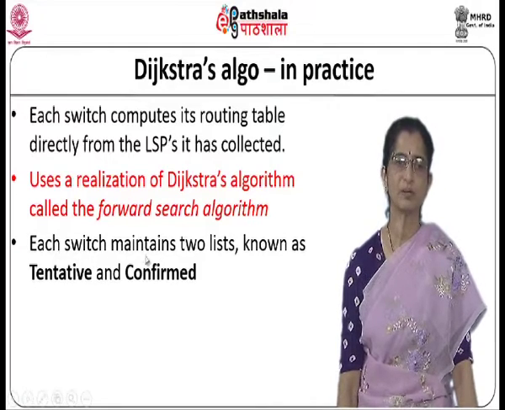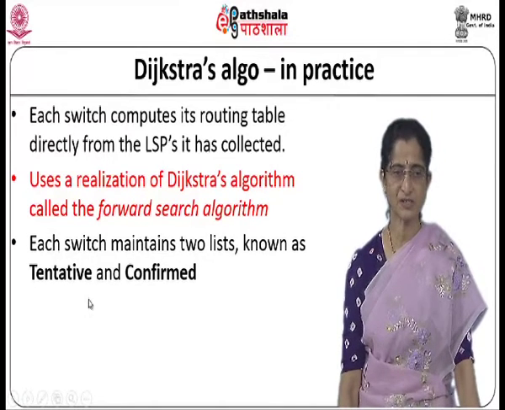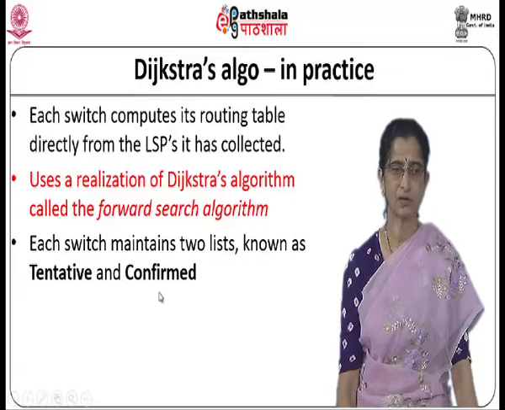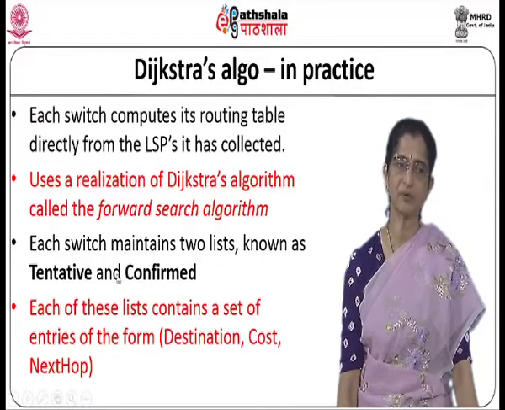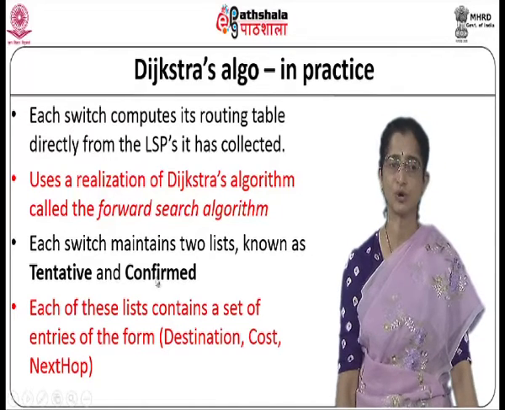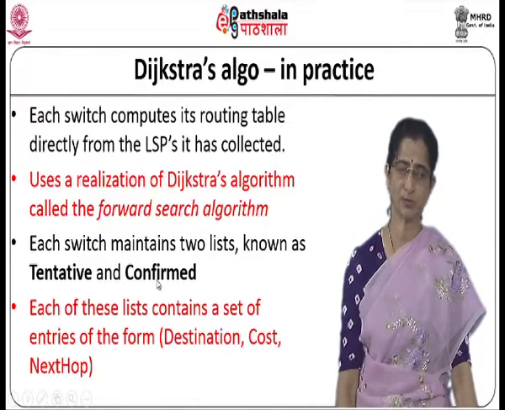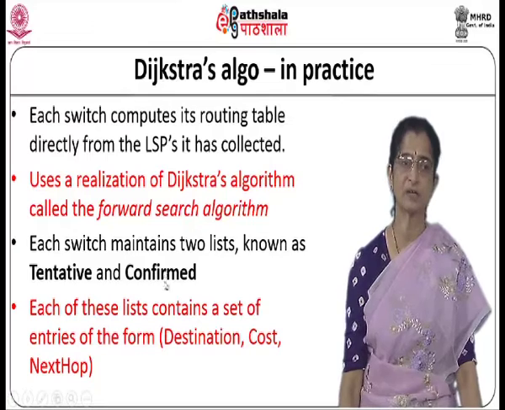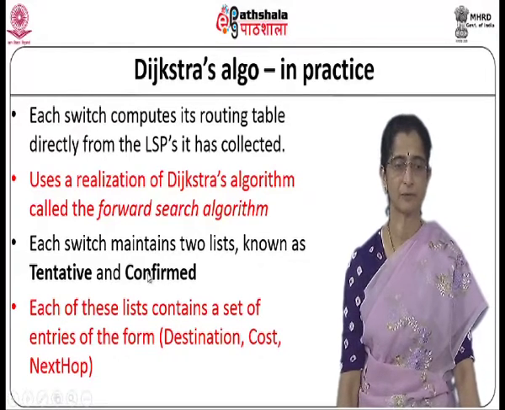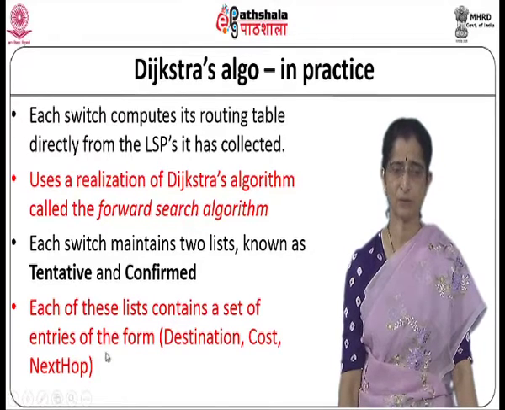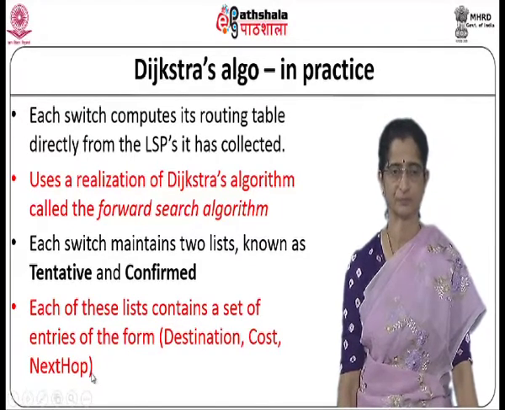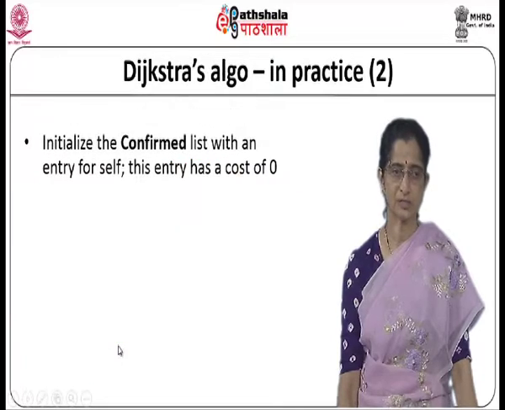Now each switch normally maintains two lists, one called the tentative list and one called the confirmed list. Okay. So the tentative list is a list from which it's going to take things and put them in the confirmed list. Confirmed is once it is confirmed that it has got the actual least cost path to it. So it will move to the confirmed list. So our N dash, for instance, will correspond to this confirmed list. And each of these lists will contain a set of entries of the form destination, cost and next hop. Okay. So let's look at how this will work.